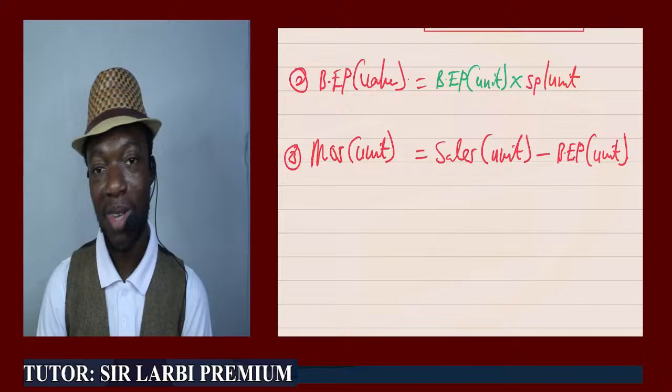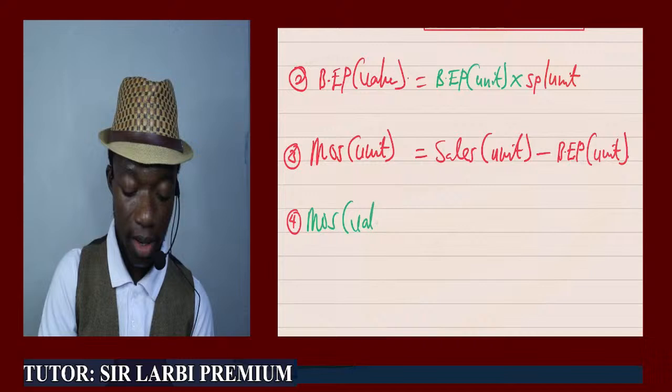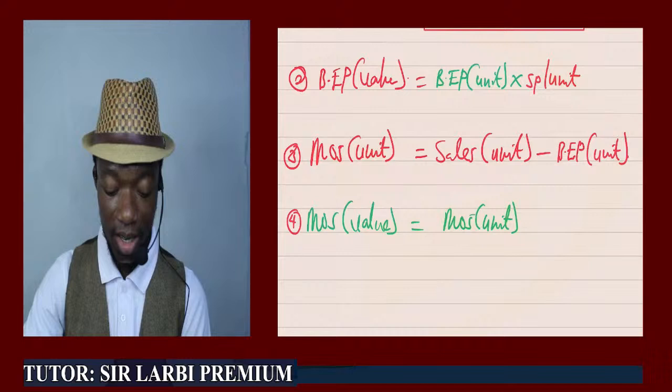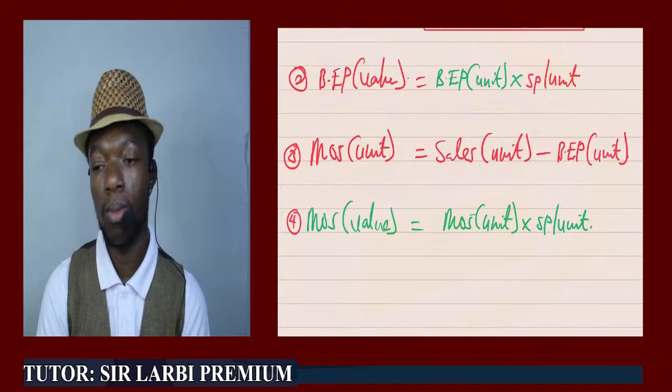So four, we'll say that margin of safety in terms of value should be equal to the margin of safety in terms of unit multiplied by the selling price per unit. That means that margin of safety in terms of value depends on margin of safety in terms of unit. Once you get the unit wrong, that means your value, you'll be cooked. So you make sure you get it right. Multiply here by the selling price per unit, and you are good to go. So that is some of the formulas that we can compute as well.